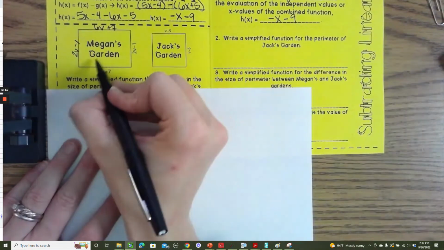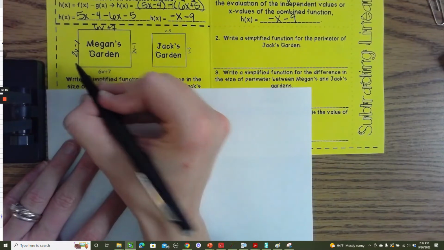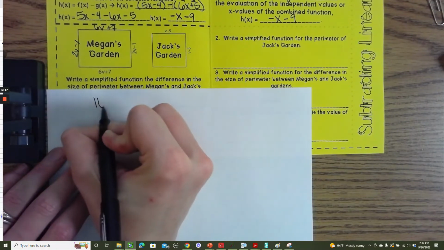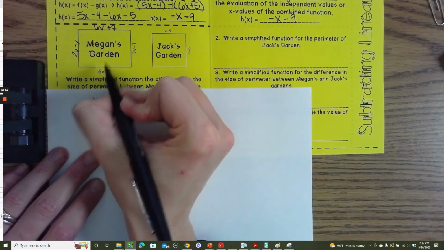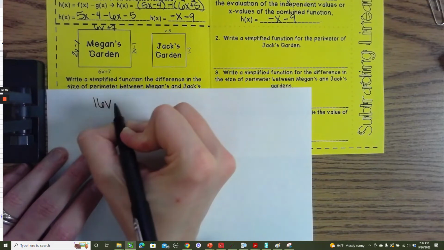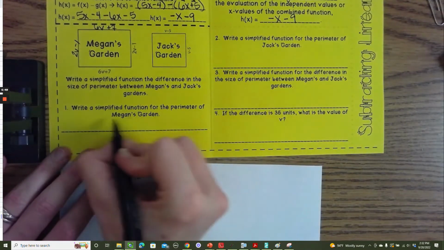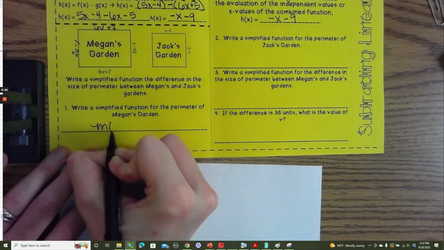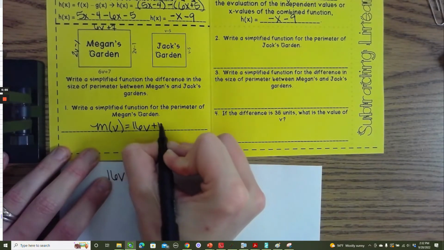So I count my v's. 6 and 6 is 12, 14, 16. So 16v, and then count your constants. 7 and 7 is 14, minus 2 is a positive 12. So Megan's garden, the perimeter, M of v equals 16v plus 12.